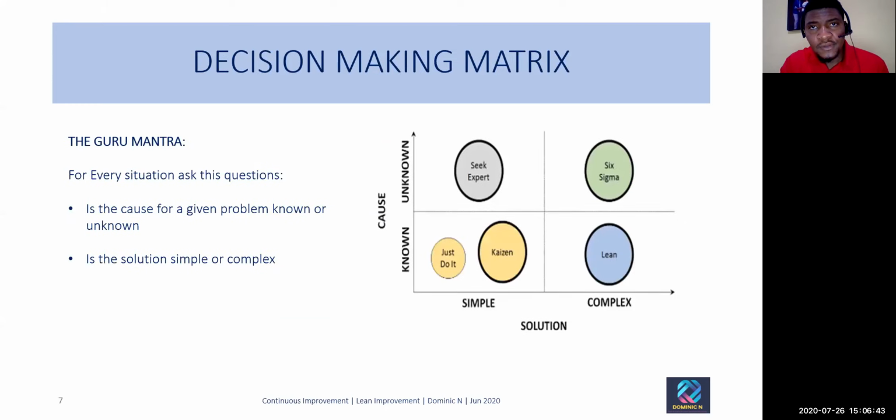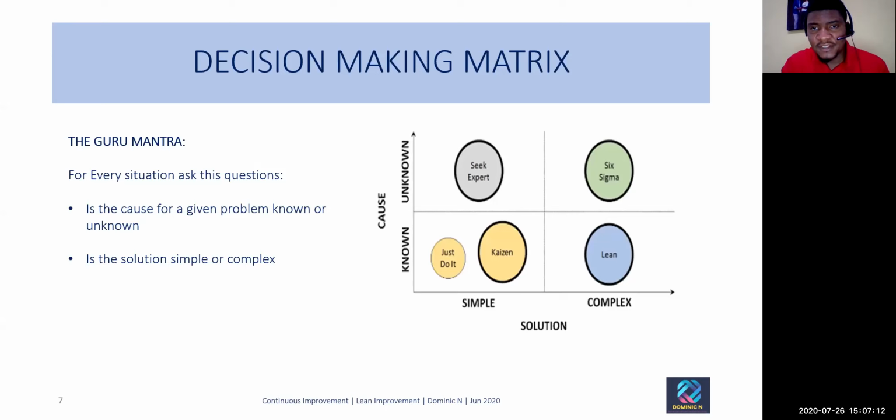Okay. So I put a decision matrix here for us today because I want us to understand how you decide what tool you'll be using in solving your problems or the challenges that your business faces. In every situation, we need to ask two questions. I call it the guru mantra. Is the cause for the given problem known or unknown? Is the solution simple or complex?